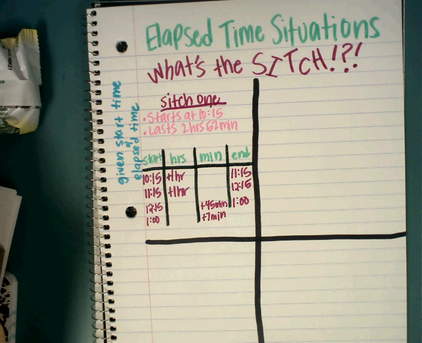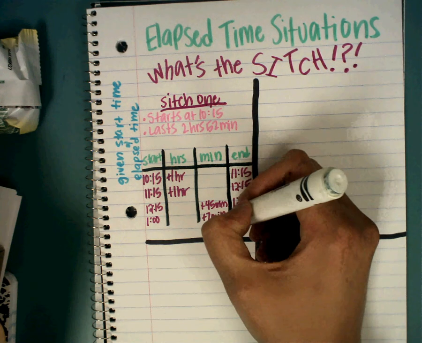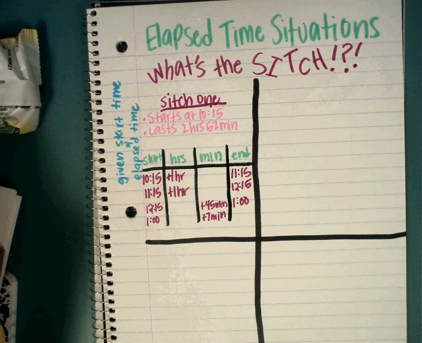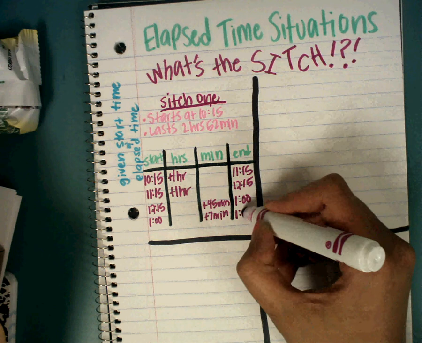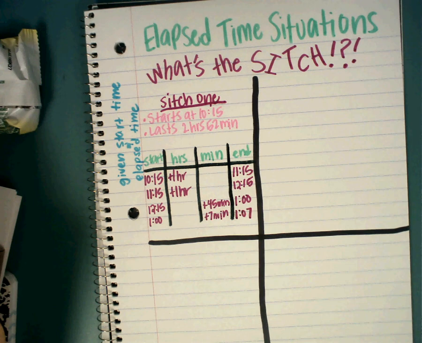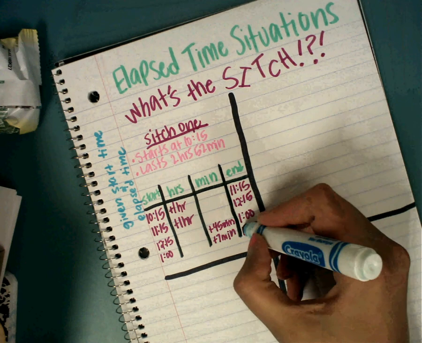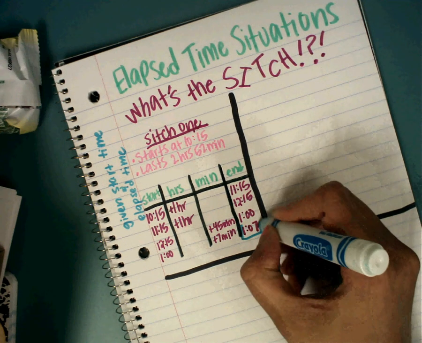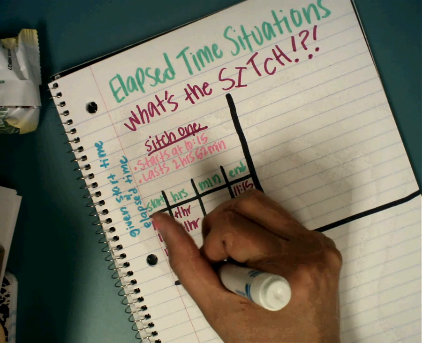Okay. What's 1 o'clock plus 7 minutes? 1:07. So in this case, your answer is the end time. Okay, so I'm going to circle this. So I'm going to put a little arrow right here. Answer is end time.